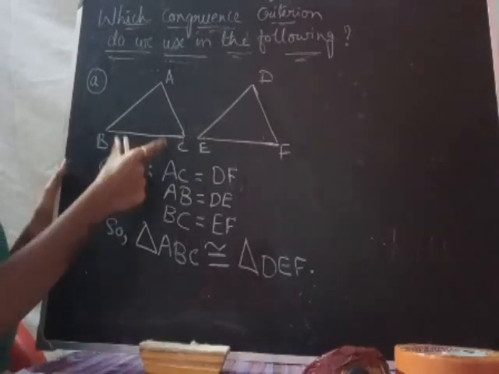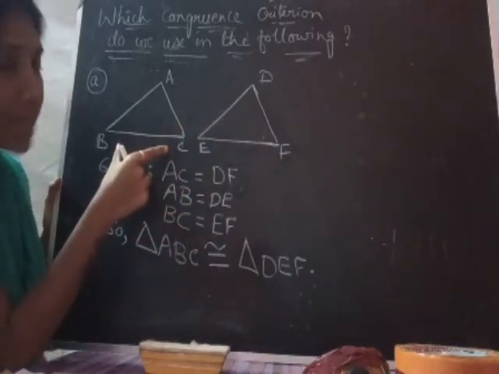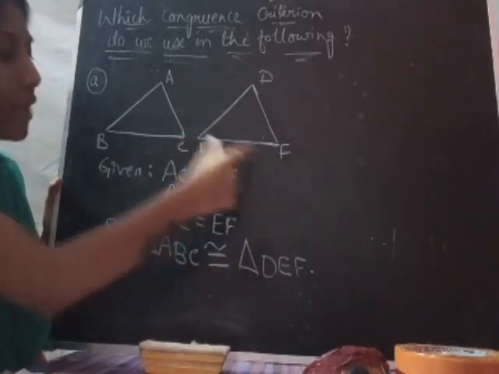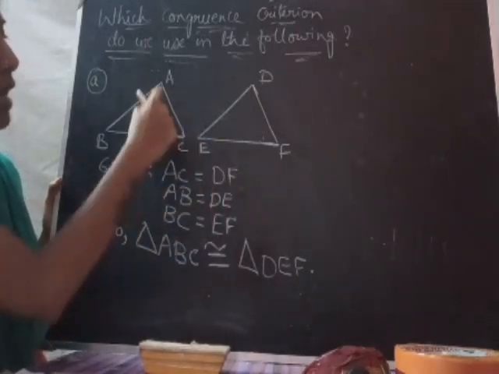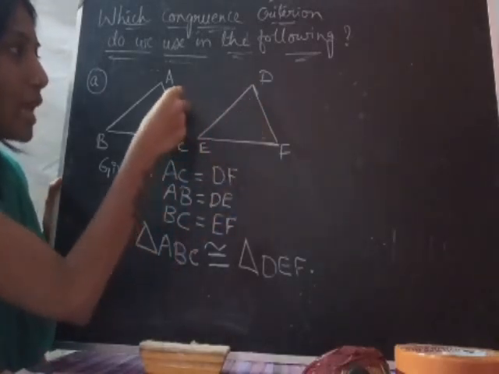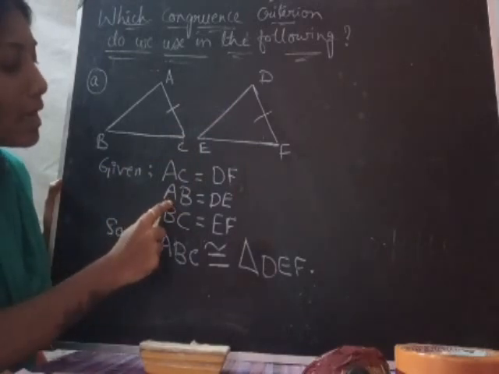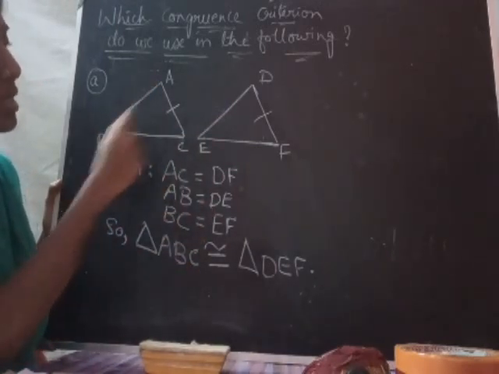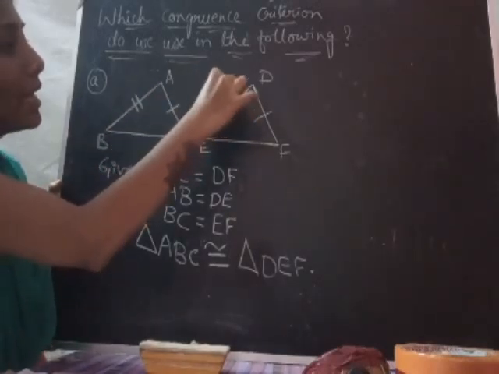Here they have given two triangles, triangle ABC and triangle DEF. Also given side AC equals side DF. And next one, side AB equals side DE.